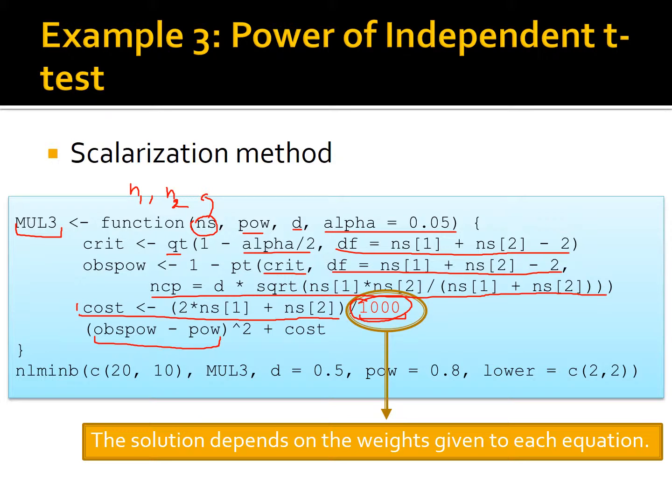So right now I put 1 over 1000, and I hope that the cost function will be weighted equally to the power discrepancy. And then I use the function nlminb with a starting value of 20 and 10, mod3, Cohen's d of 0.5, power of 0.8, and the lower bound would be 2 and 2 for each group size.